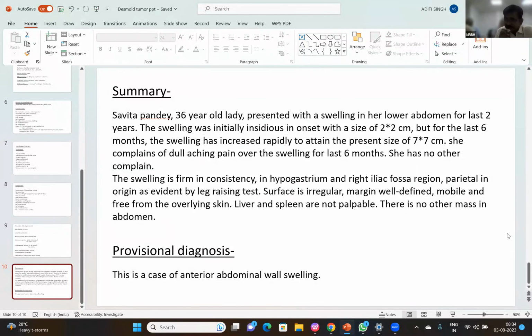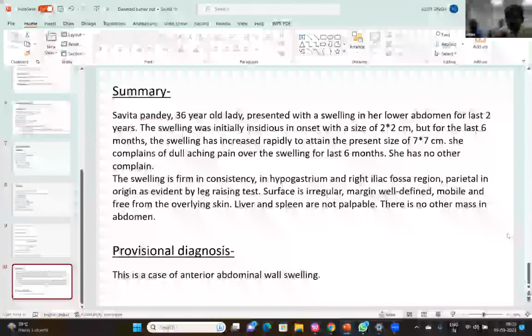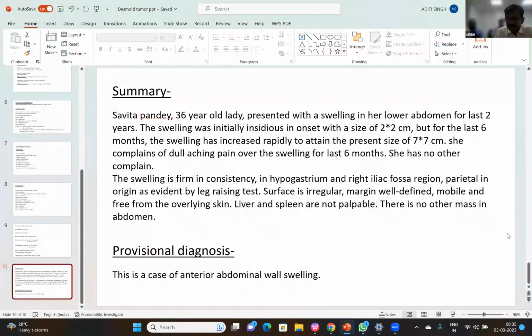On physical examination, general survey is essentially normal. On abdominal examination, abdomen appears asymmetric with fullness in the lower abdomen. And there is a swelling located in the right iliac fossa, extending to the hypogastrium and the left iliac fossa region. The swelling is parietal in origin, as evident by leg raising test. Surface irregular, margins are well defined, mobile.